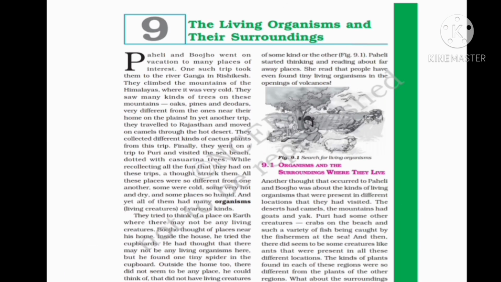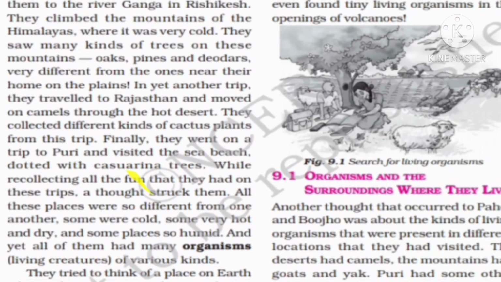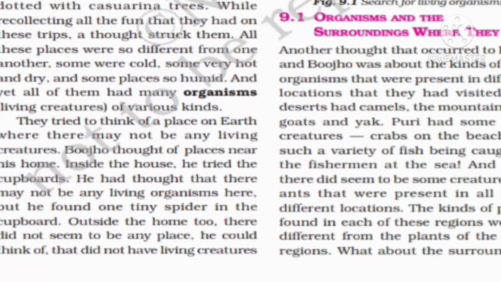Paragraph number 2: they try to think of a place on the earth where there may not be any living creatures. Okay, now Paheli and Bujo thought about whether there is any place on the earth where there are no living organisms. Bujo thought of places near his home. Now you can also find out the places near your home or inside your home. You can see spiders, lizards, cockroaches. If you are living near a farm area, you can find many small creatures surrounding your homes. Inside the house he tried the cupboards.